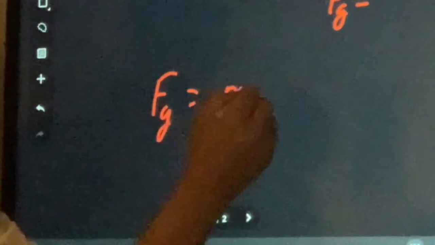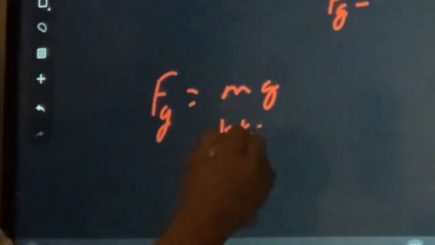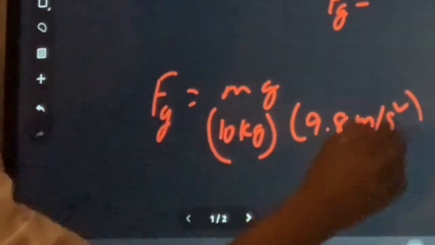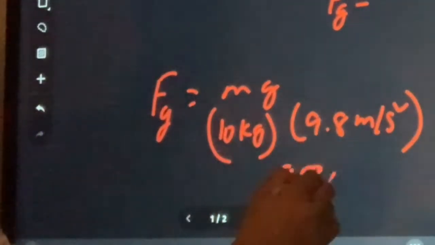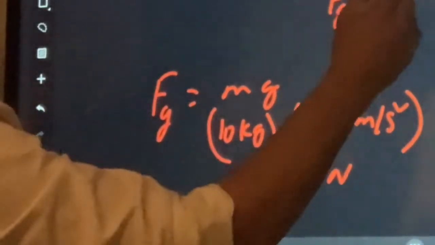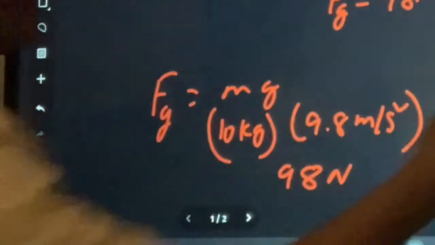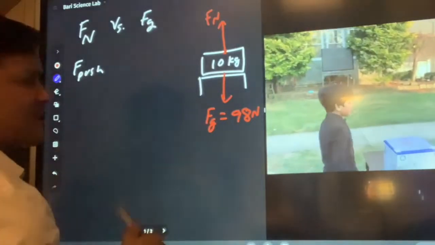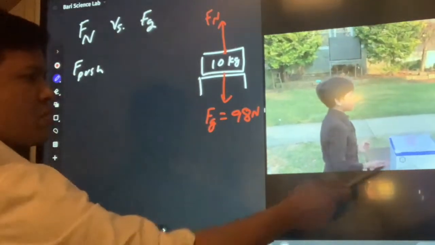So let's try to find the weight. What is the weight of this box? We're going to use the simple equation. Weight is mg, where m is 10 kilogram and g is 9.8 meter per second square. So weight is 98 Newton. The weight of this box, which is 10 kilogram, is 98 Newton.